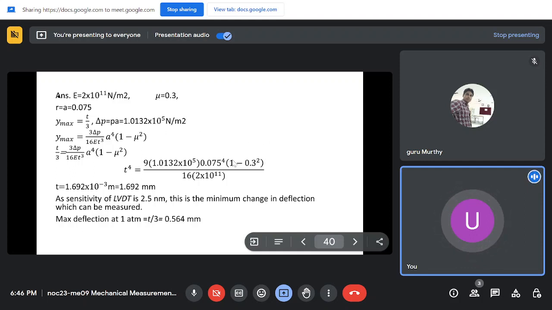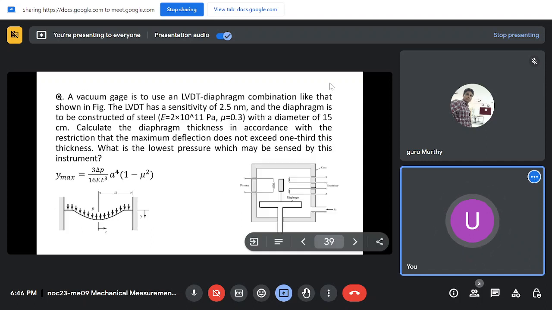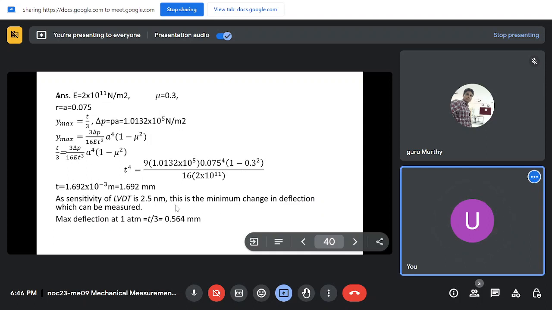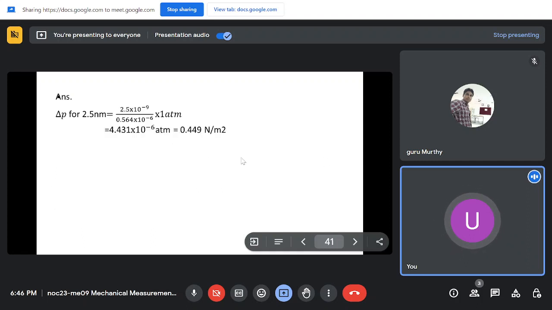But the minimum which can be measured is the sensitivity of the LVDT. So at 2.5 nanometer, what can be the pressure is the question which has been asked, the lowest pressure which can be measured. At 0.564 it's 1 atmosphere, so at 2.5 nanometer it's just a cross multiplication. You get 2.5 into 10 power minus 9 meter divided by 0.564 into 10 power minus 3 meter, into 1 atmosphere. In this case you will get 4.431 into 10 power minus 6 atmosphere, or 0.445 Newton per meter square. So this is the minimum pressure which you can measure.